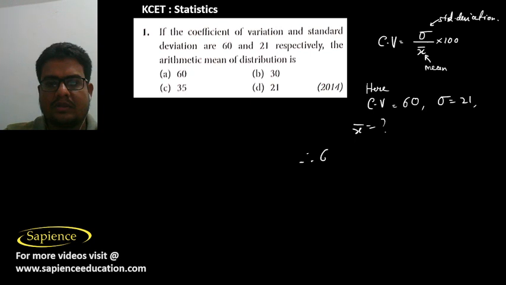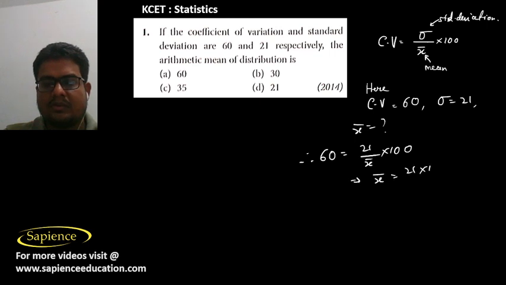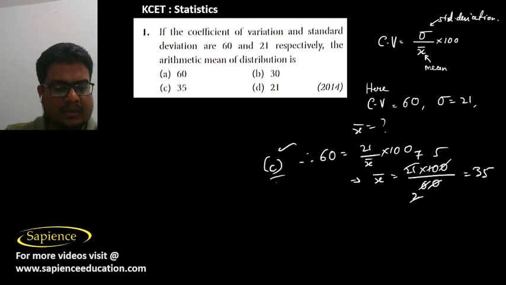So therefore I can write 60 is equal to 21 by x bar into 100. So therefore x bar will be equal to 21 into 100 divided by 60. So 0 will cancel out, then we will have 3 6s are 18, 3 7s are 21, 2 5s are 10. So x bar is 35. So option C is the correct answer.